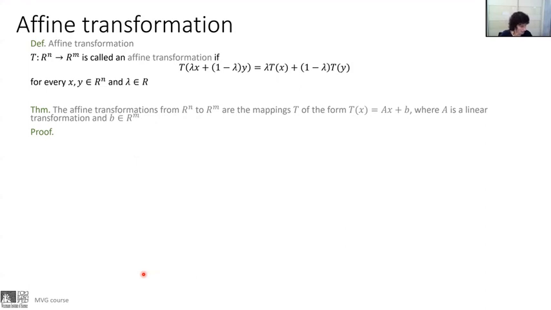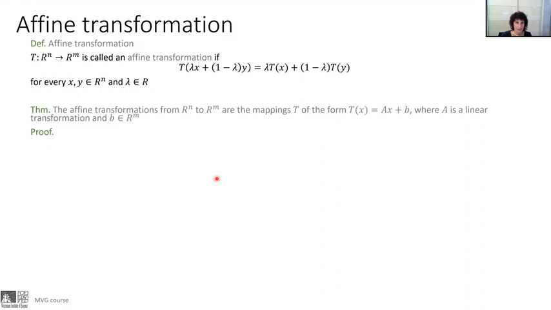I'll suggest that we have a break till 10 past 10, okay? And then we'll move to what we are all familiar with, to affine transformation, and to see how it relates to convex sets, to affine sets, et cetera. So let's do an 8-minute break, okay? And come back at 10 past 10.